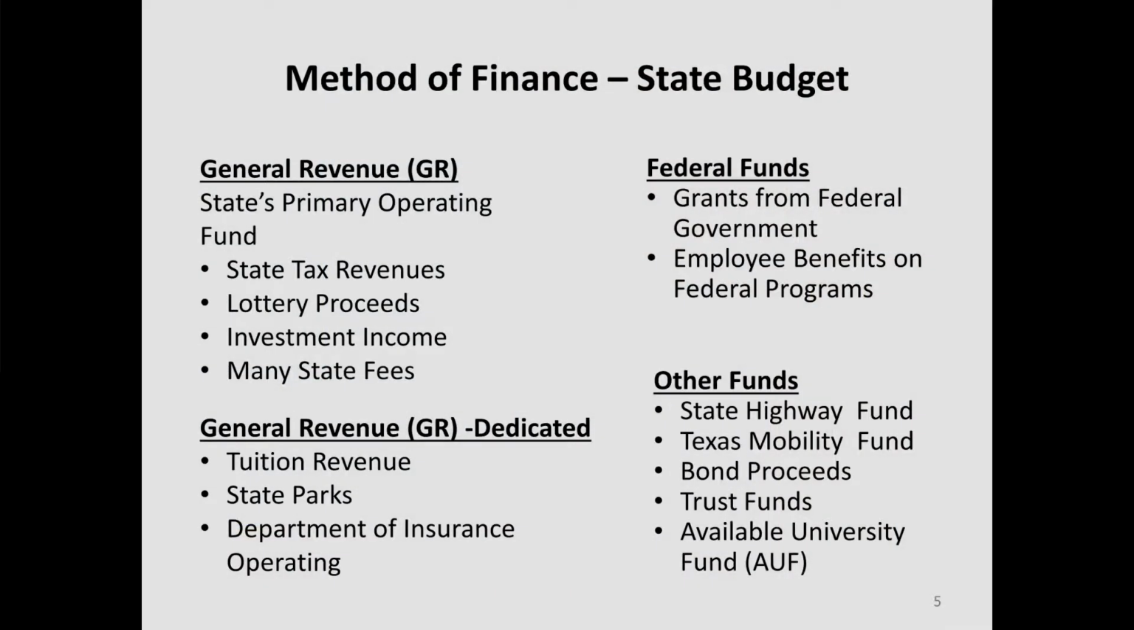And then the other funds: state highway funds, Texas Mobility Fund, bond proceeds, trust funds. Most of these, well, some of them apply to higher education, but one at the bottom, Available University Fund, specifically applies to Texas A&M and University of Texas system. And that's the Available University Fund is part of the Permanent University Fund, our West Texas lands, the main endowment for those two institutions and systems.